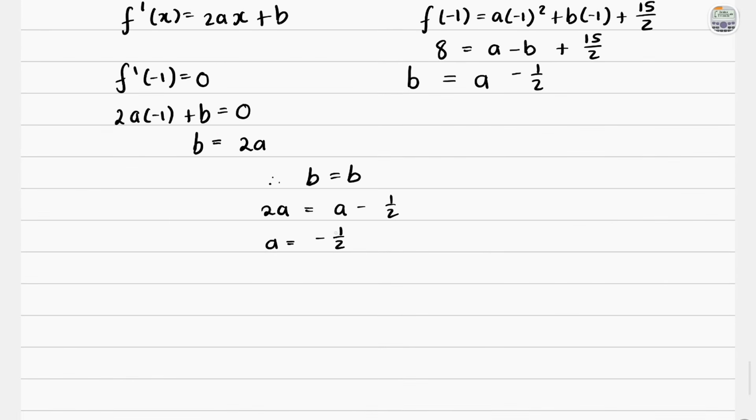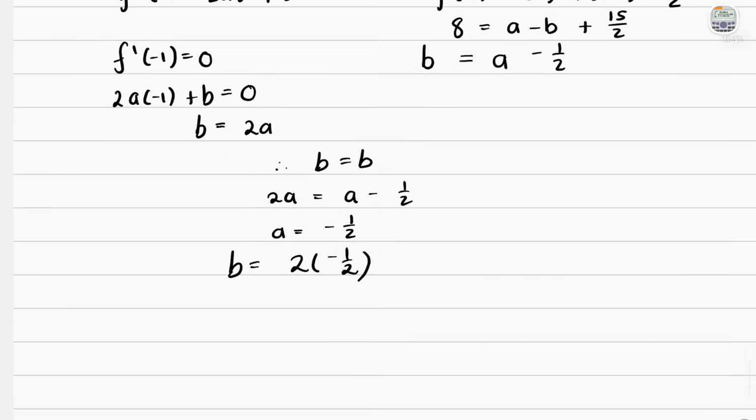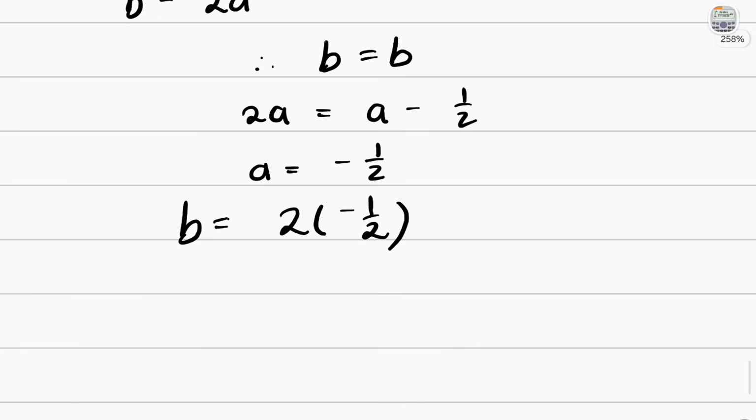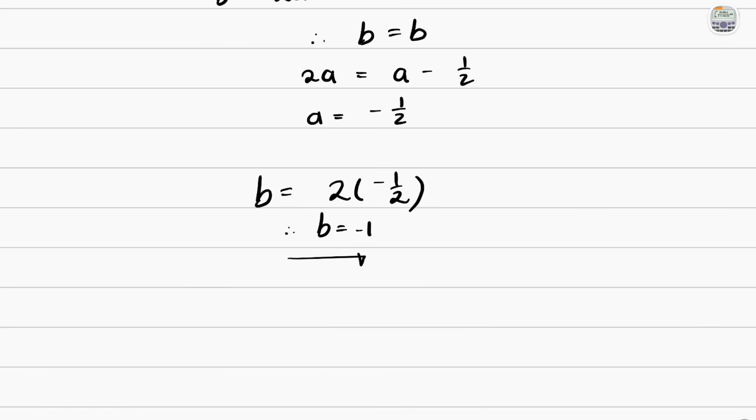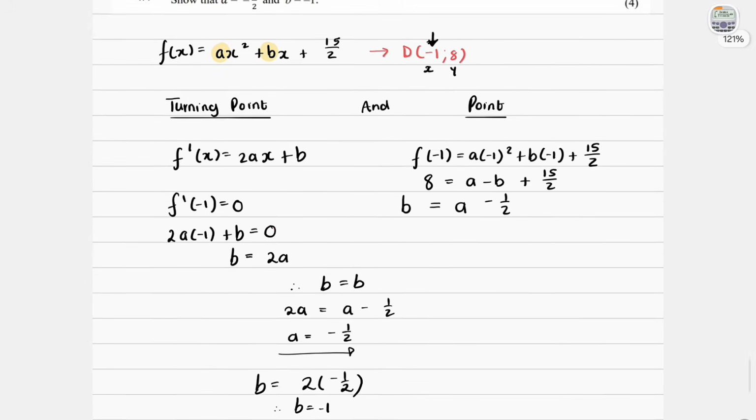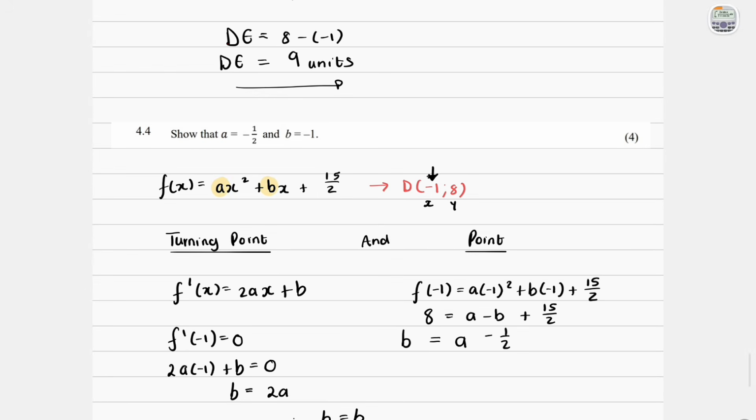And to find b, just substitute this value of a in one of the equations for b. This is easier to use. So b equals 2 times negative a half. And you see that diagonally, those 2's will cancel. Therefore, b is simply equal to negative 1. And that is our answer. So a really is equal to negative a half, and b is equal to negative 1, like they said.